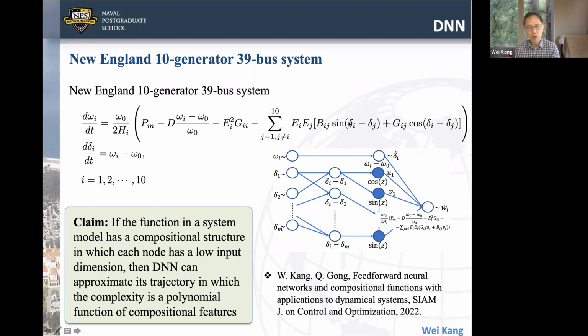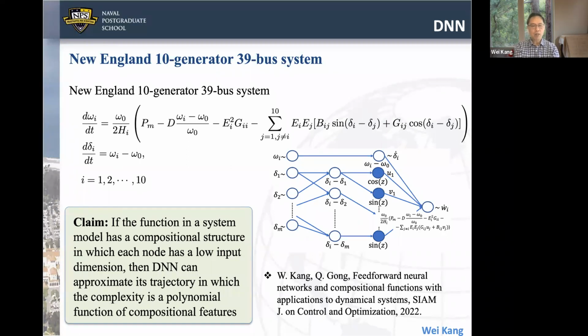So that's okay. You only worry about the nonlinear function here. It's just sine cosine with one input. So the overall dimension is 2 times m. M is the number of generators, right? You have 10 generators, you have 20 dimensions. You have 100 generators, you have 200 dimensions, right?